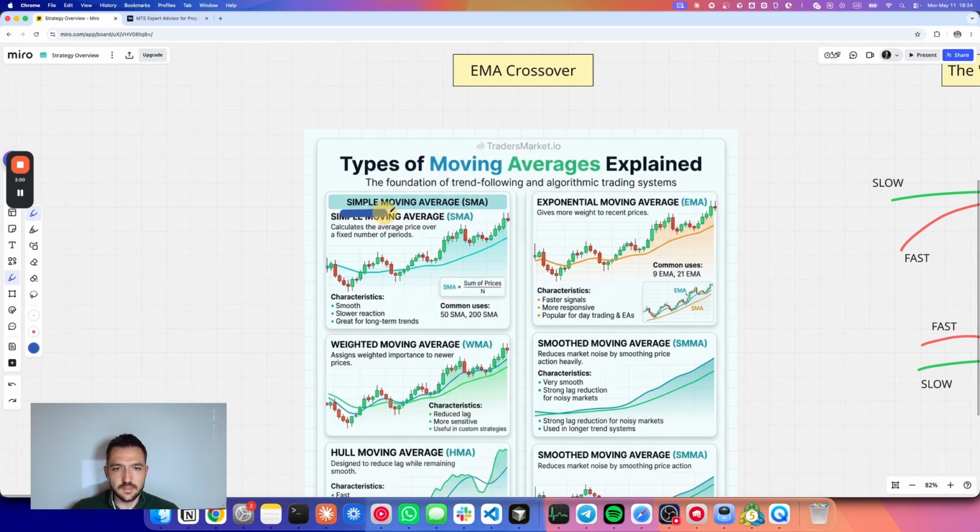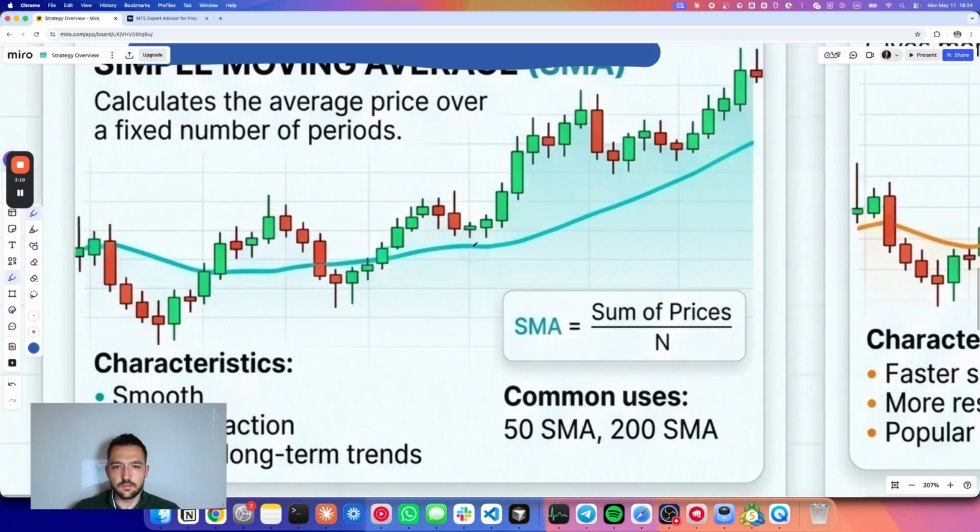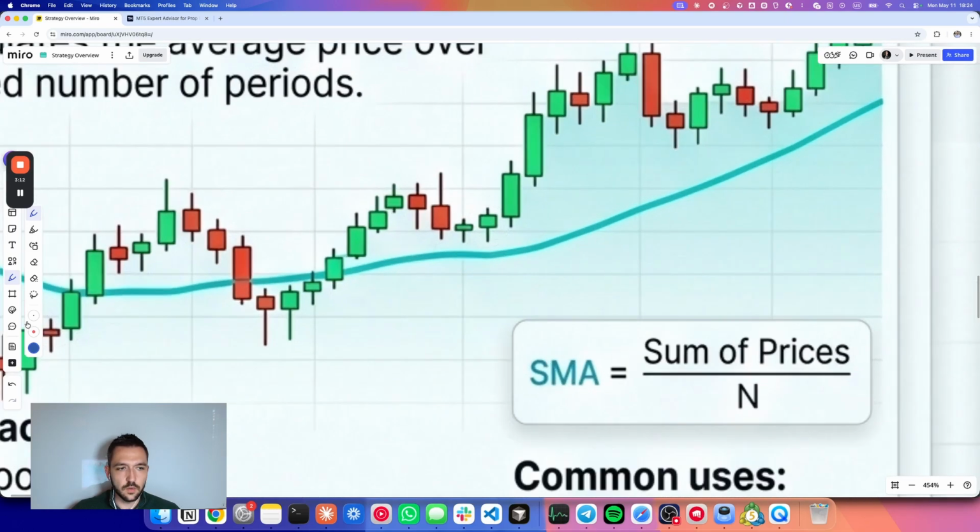First is the simple moving average, which just takes the sum of prices and divides it by the number of candles. So let's say right here we want to know what the value of this is. Let's say the SMA has a period of 5. Here it will have a much bigger period, but let's say 5. That means it's going to take the last 5 candles. So it's going to be this one. It's taking closes.